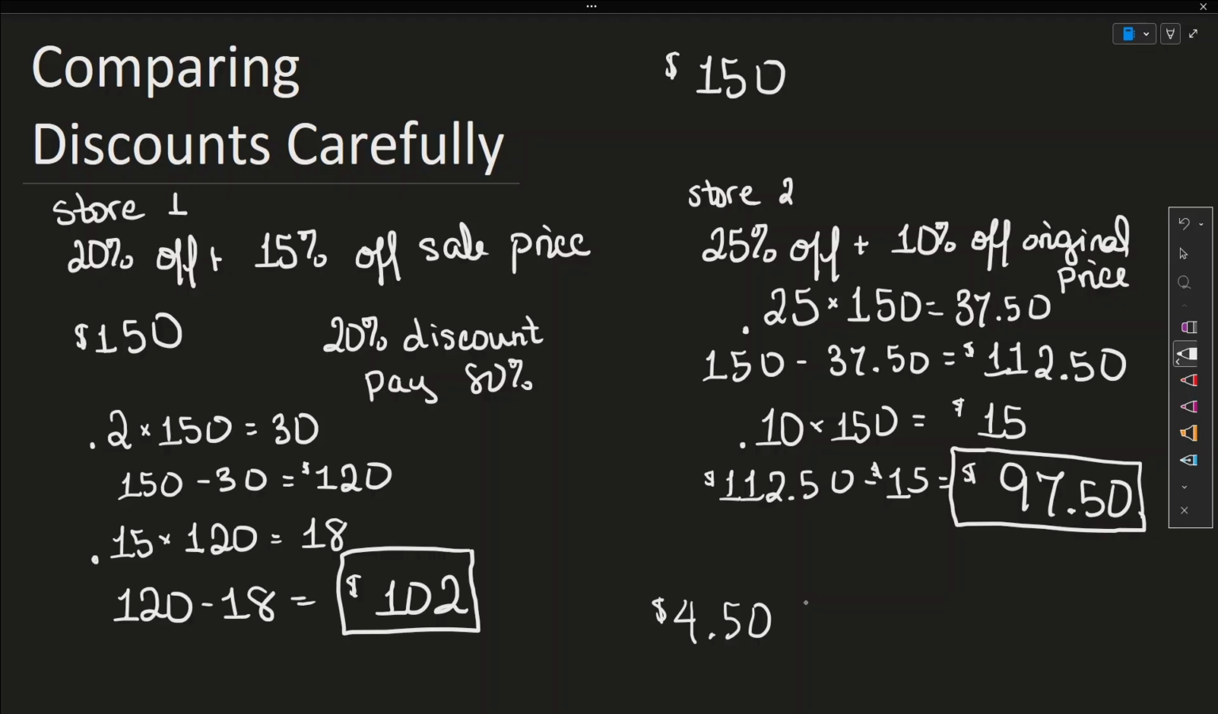Let's also notice something else. Discounts do not always combine by simply adding the percent values. In store 1, 20% off and then 15% off the sale price is not the same as 35% off the original price. Why? Because the 15% is taken after the price has already been reduced.